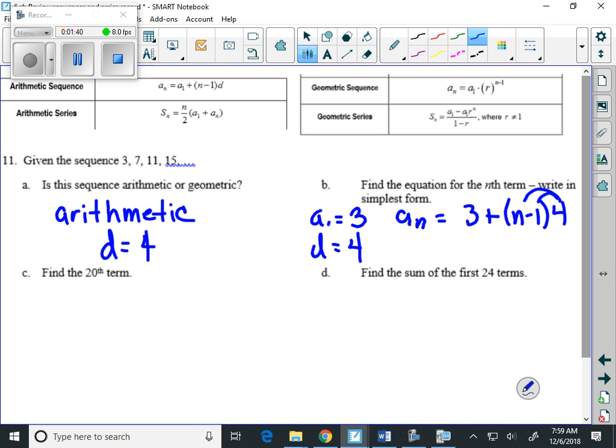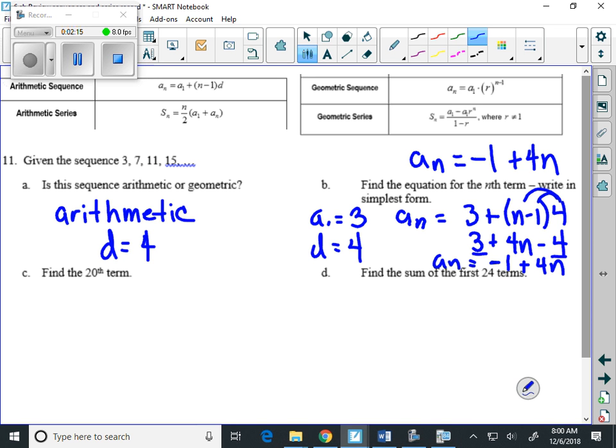Then we need to distribute. We get 3 plus 4n minus 4. Don't forget to distribute that over the 1. And when we combine my terms, 3 minus 4 then is going to give us negative 1 plus 4n. And I kind of squeeze that in. I'm going to write it up top of here so that you can see it a little bit better. But what we ended up with is a sub n. When we took 3 plus negative 4, we get the negative 1 plus 4n.